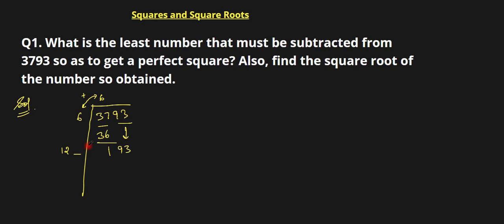Now choose a number in such a way that the product of this number and this number is less than or equal to 193. So let's say 2. 12 2s are, 2 twos are 4, 2 twos are 4 and 2 ones are 2. So 244 is greater than 193. So the only option is I must go for 1, right?